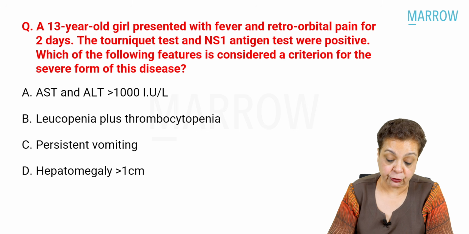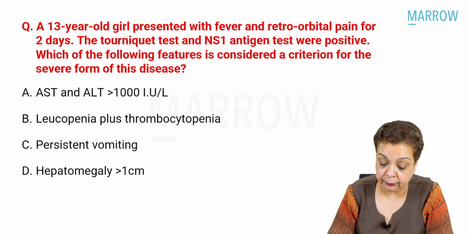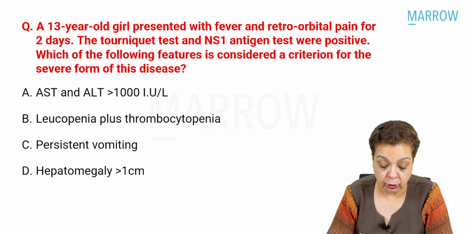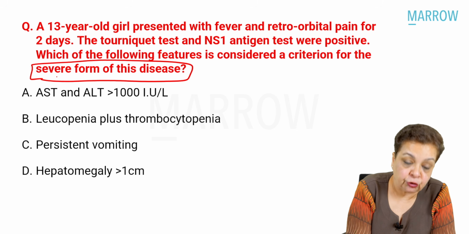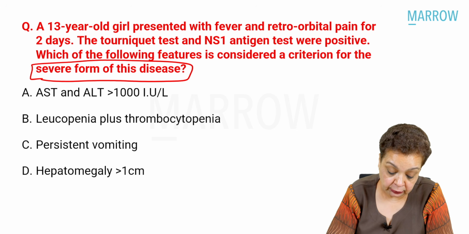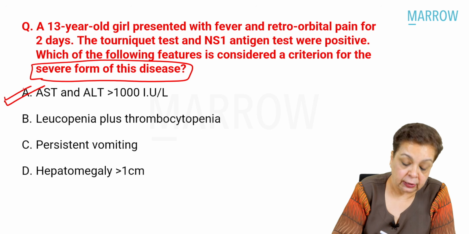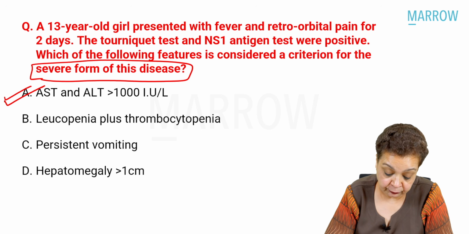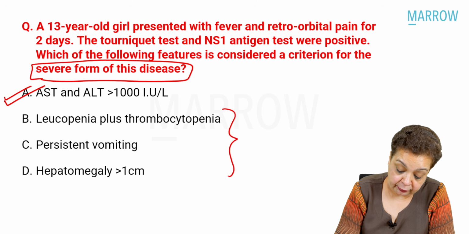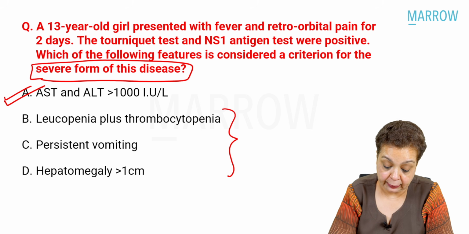Okay, next question. A 13-year-old girl presented with fever and retroorbital pain for the last 2 days. The tourniquet test and NS1 antigen test are positive. Which of the following features is considered as a criterion for a severe form of this disease? So we just did the criteria. Amongst them, what was our answer? Liver enzymes are elevated, more than 1,000 international units per liter. The rest of them are mostly warning signs of dengue.